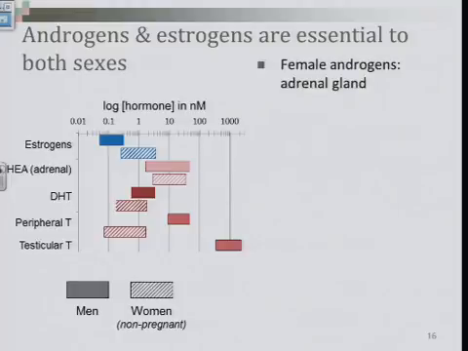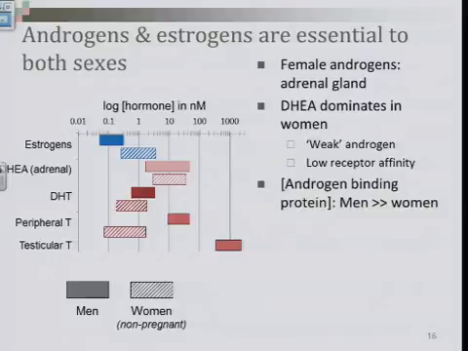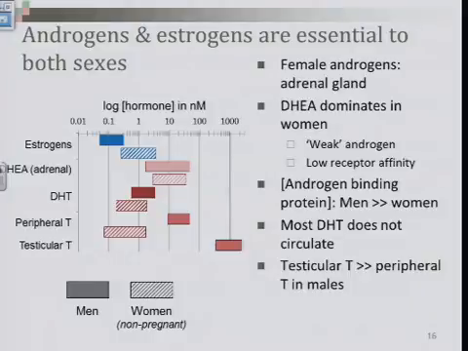Okay. So in women, DHEA is most important, and that comes from the adrenal gland. It's considered a weak androgen. And the reason it's weak is because it has a low affinity for the androgen receptor. Okay. And women don't have that much of the androgen binding protein. That depresses free concentrations even further. Right? In both sexes, most DHT does not circulate. And you can see, again, as I pointed out, almost 100-fold higher testosterone in the testicles than in the peripheral bloodstream.